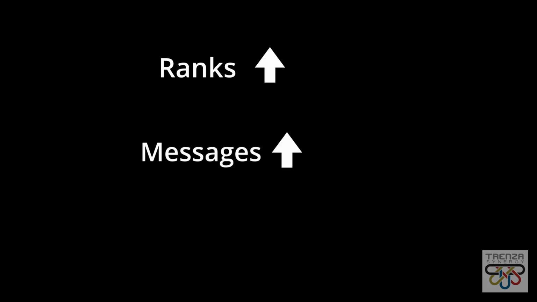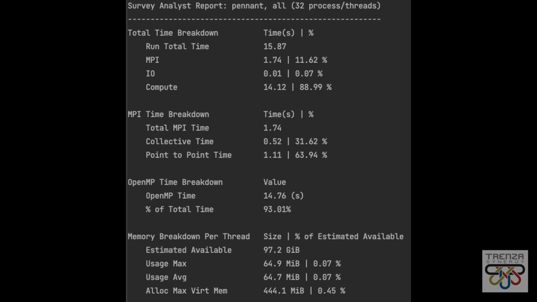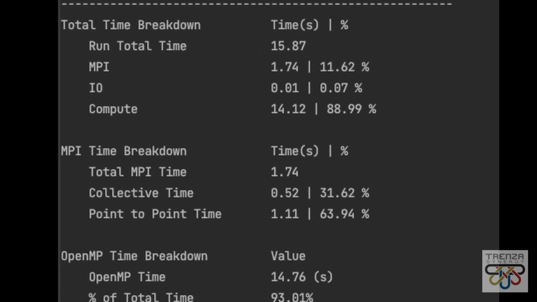This behavior, where the number of messages increases when the number of ranks increases, is quite common. In other circumstances, it might go up even more or stay the same, or it might even decrease. It depends on the application being used, the size of the problem being solved, the number of ranks, and potentially many other factors. Now let's look at a summary of the performance results.